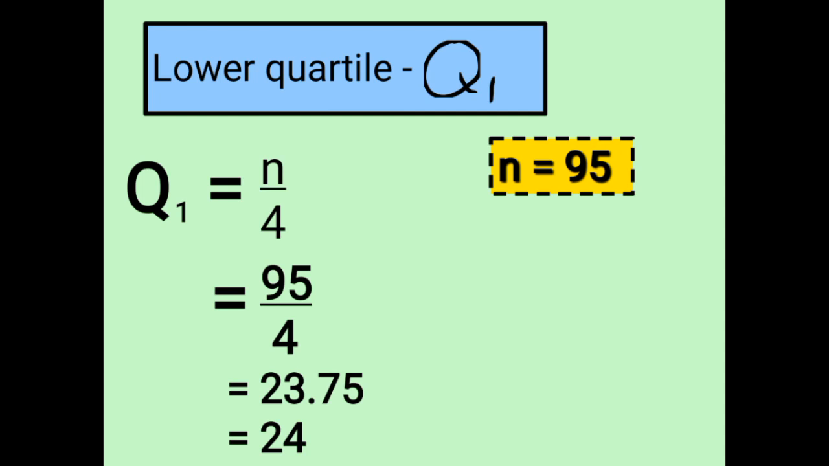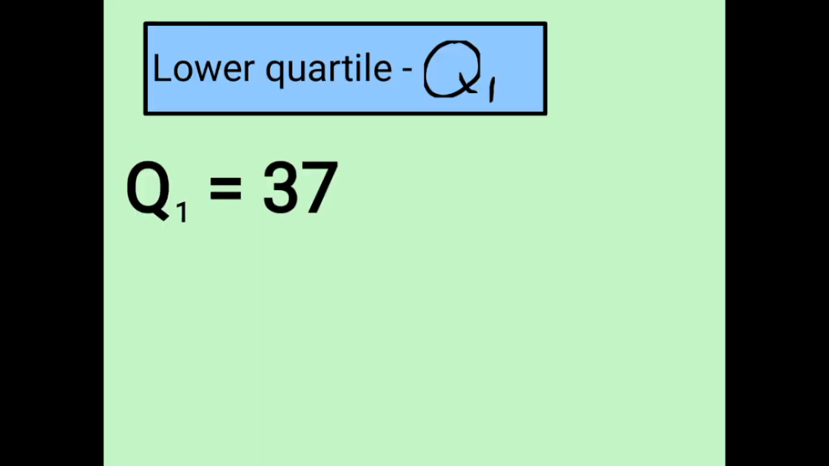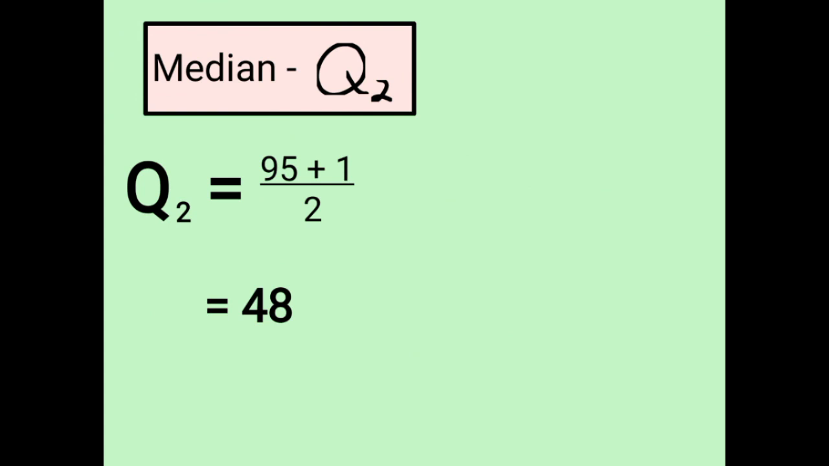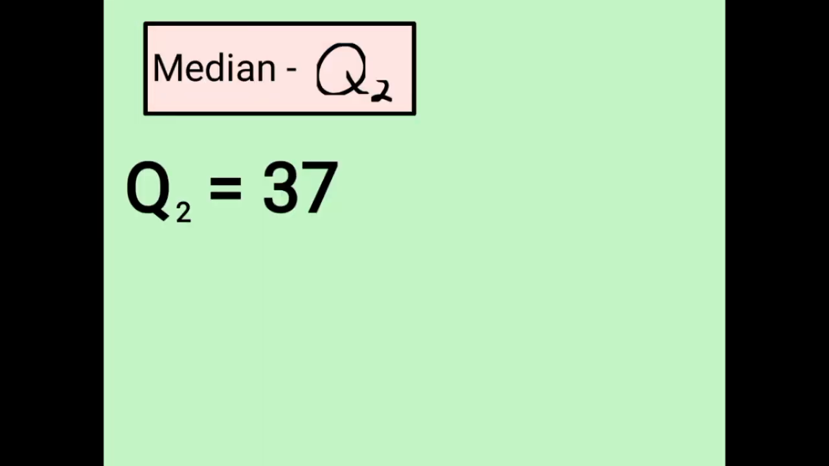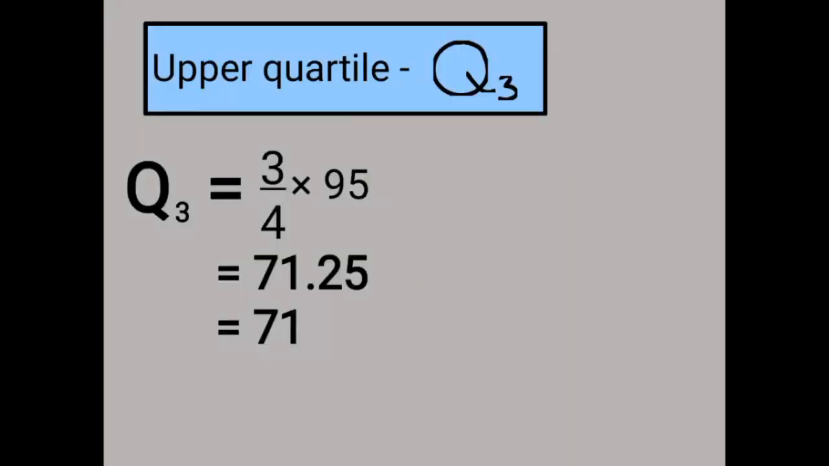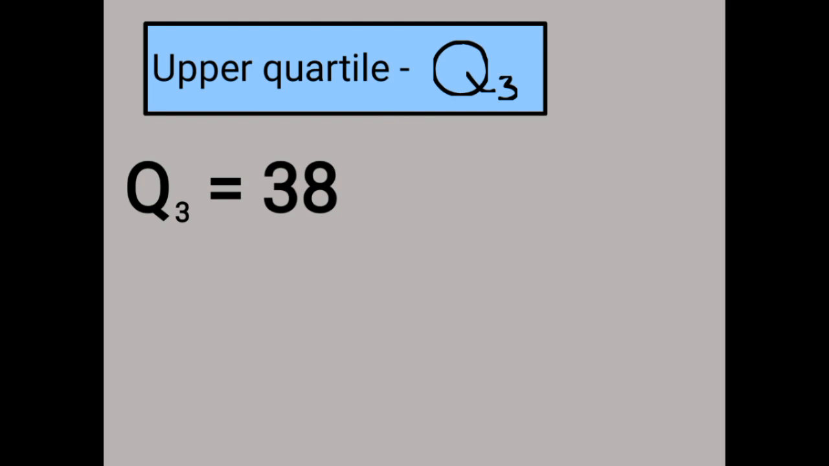So the lower quartile is the 24th value. The lower quartile lies here, so Q1 equals 37. The 24th value lies in the column with 37 books. Q2 equals (95 plus 1) divided by 2 equals 48. The median is the 48th value, so the 48th value lies here and hence Q2 equals 37. Q3 equals 3 over 4 times 95 equals 71.25. Rounding up gives us 71. So the upper quartile is the 71st value and the 71st value lies here and hence Q3 equals 38.